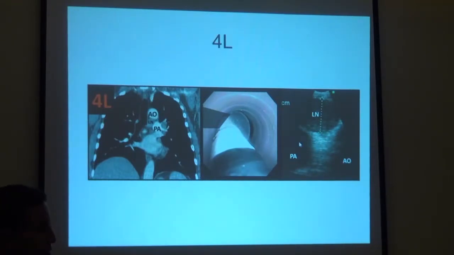Okay, and you can use the Doppler to see the pulsation. And this is the lymph node sitting in between. That would be that. So aorta over here, pulmonary artery over there, and the lymph node in between. The green tells you this is your side, this is where it's coming down.